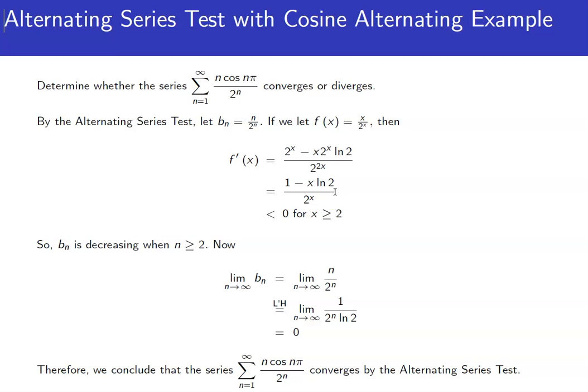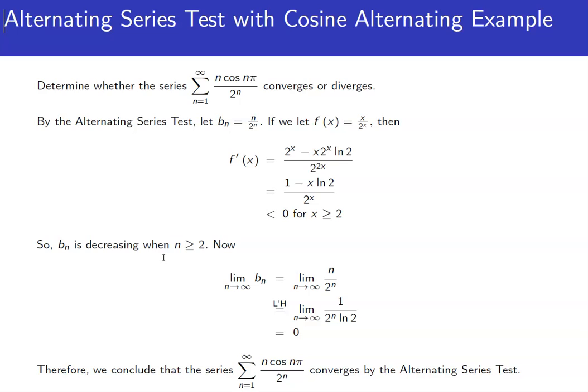Certainly here, log of 2 is less than 1, so I need x to get bigger than 1 before this is negative. This is going to be equal to 0 at 1 over log 2, which is between 1 and 2. You can check with a calculator. But in particular, this derivative will be negative when x gets at least 2 and bigger, which means that our sequence of terms, n over 2 to the n, is eventually decreasing.